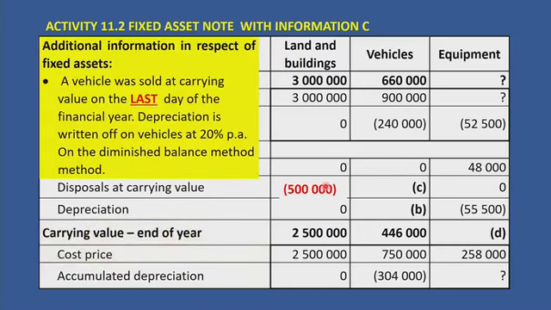Next, they tell us that a vehicle was sold at carrying value on the last day of the year. Now, obviously, when you read sold or asset disposal, you should be ready for something more difficult. When, however, they say on the last day of the year, which makes it easier, you can now write off depreciation at 20% diminishing balance method. Now look at that. If you calculate this quickly, what is 900,000 minus 240,000 in brackets, which of course is that amount, times 20%? Answer B, 132,000.